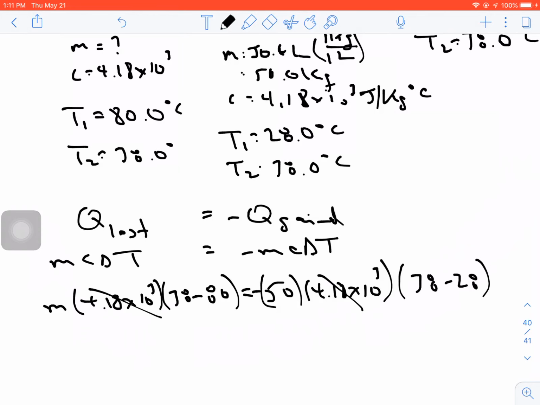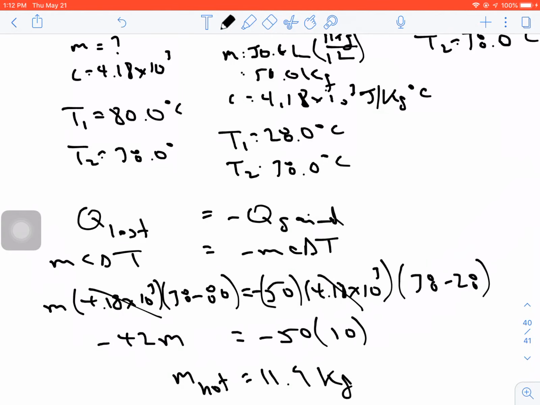So what I have on the left now, 38 minus 80 is negative 42 times the mass of the hot is going to be equal to 50 times plus 10, right, because 38 minus 28. And then if I use my calculator here, I end up with negative 500 on the left divided by negative 42, and I get 11.9 kilograms, or 11.9 liters.